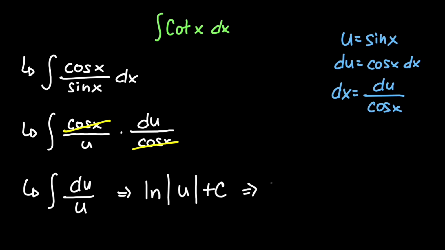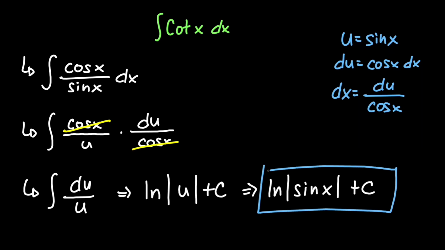So substitute u, which is sine of x. So this would be natural log of the absolute value of sine of x plus c. So this is the answer for the integral of cotangent of x. Or, if you want to, this is also the same equivalent, which is negative natural log of secant x.